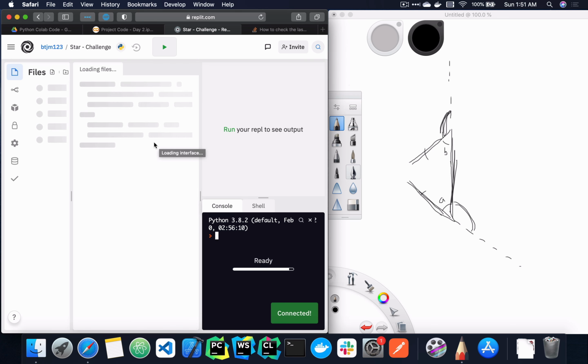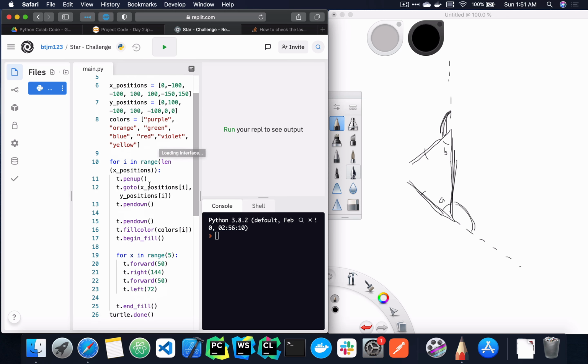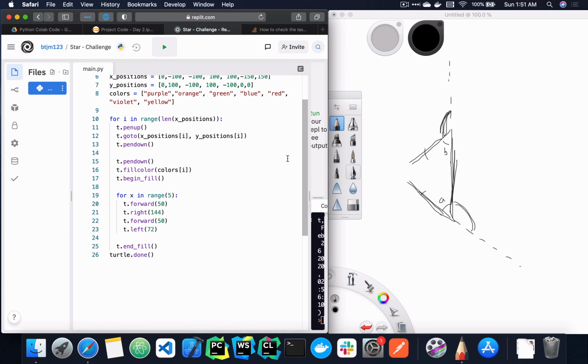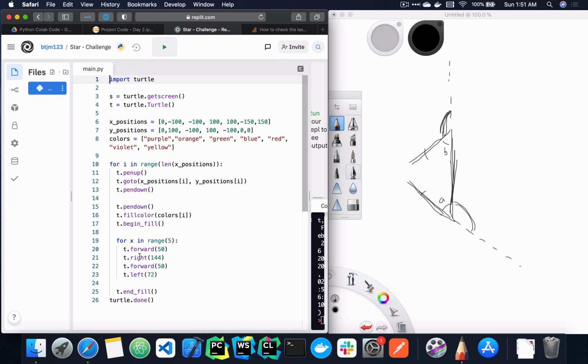We have two layers of loops. The first loop is to decide the color and the X and Y positions of the stars. The inner loop is to draw the actual star.